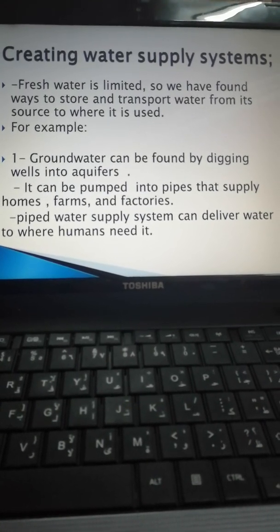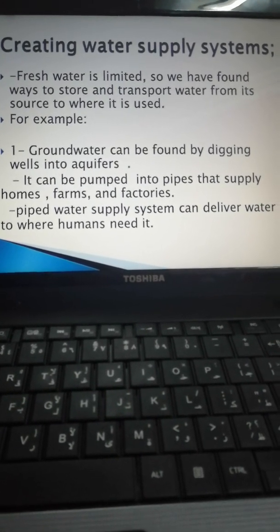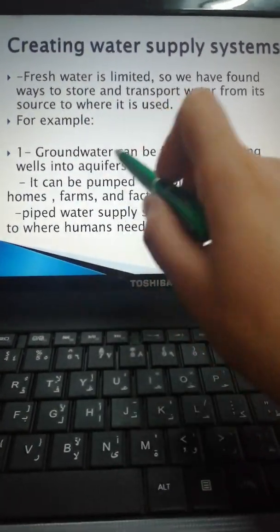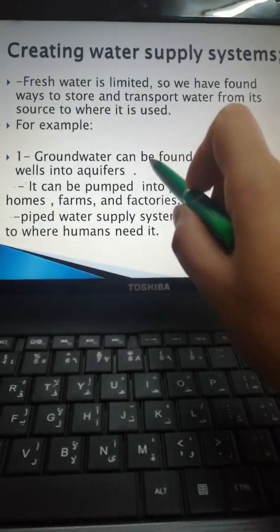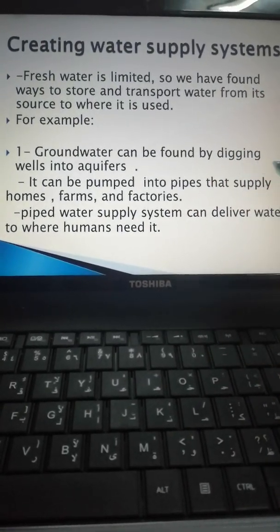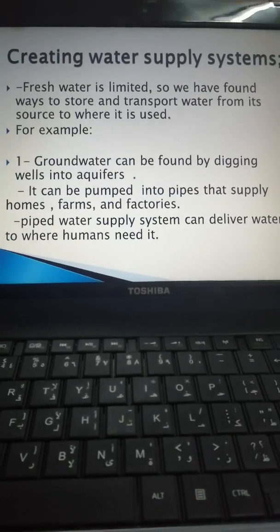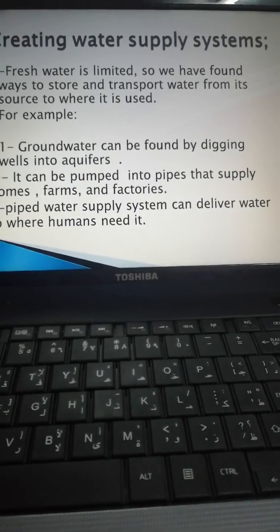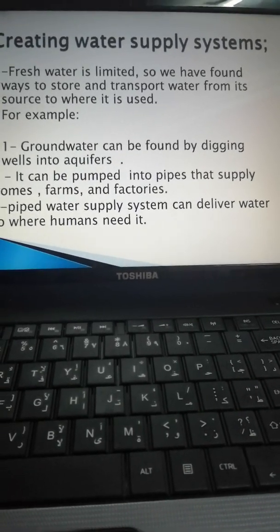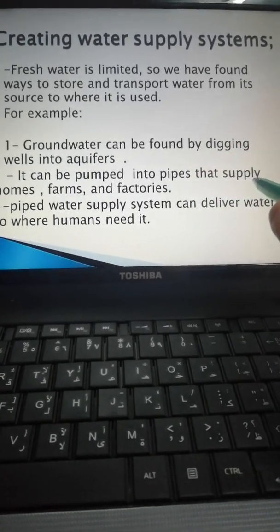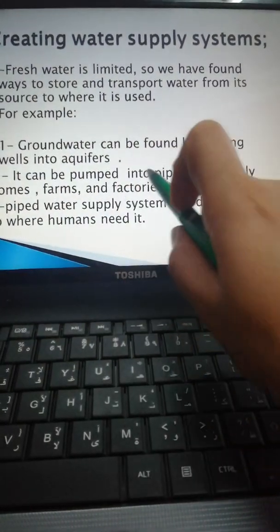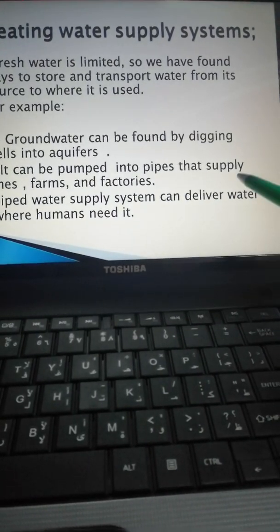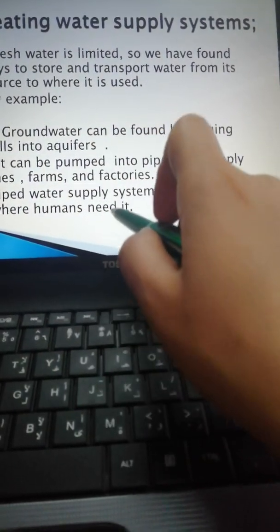For example, groundwater can be found by what? By digging wells into aquifers. It can be pumped into pipes that supply homes, farms, and factories. A piped water supply system can deliver water to where humans need it.